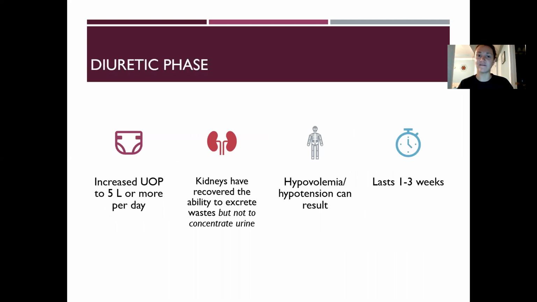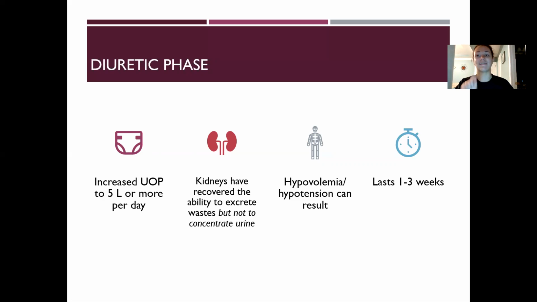In the diuretic phase, so this is phase 2, this is going to be increased urine output to 5 liters or more per day. So an excessive amount. We went from one extreme to the next of urine output. Kidneys have recovered the ability to excrete waste products and to regulate electrolytes again, but they aren't able to concentrate the urine. So they're just letting everything go. The nephrons haven't regained the ability to reabsorb fluid as part of their job. So everything's getting excreted out.